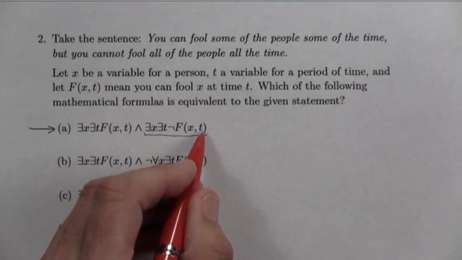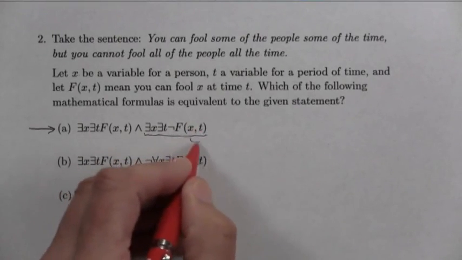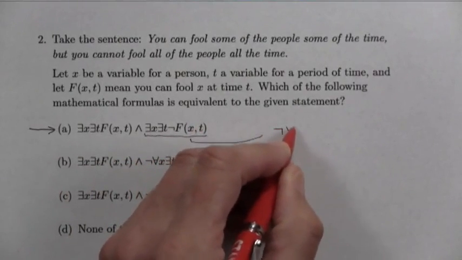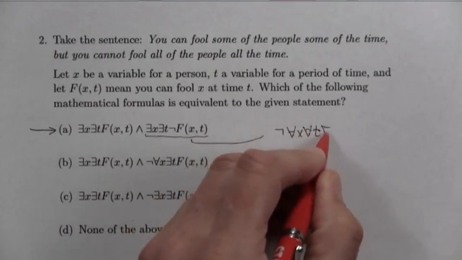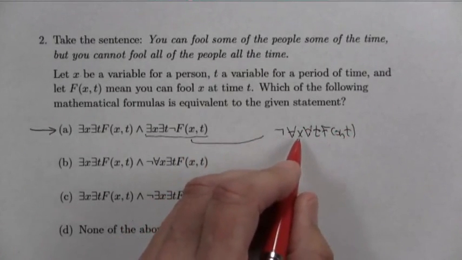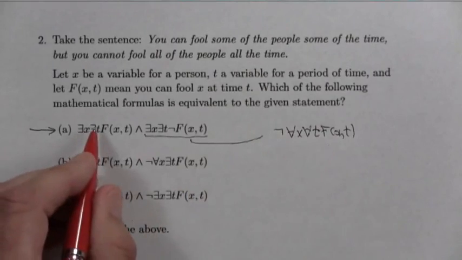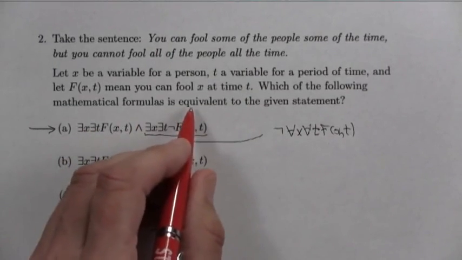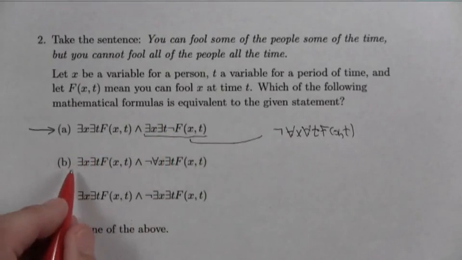Which is actually equivalent to saying you can't fool all the people all the time. Formally, you could take that part and rewrite it as: it's not the case that for all x and for all t, f(x,t). It's not the case that you can fool all the people all of the time. I wrote it this way because we're only asking for the equivalence. I'm not saying which is the closest way of capturing it.